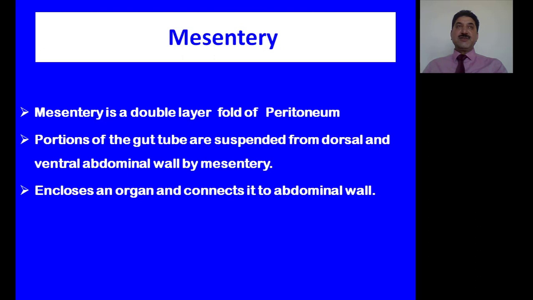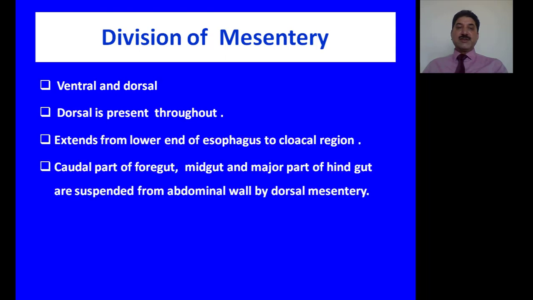Divisions of mesentery. It is divided into dorsal and ventral mesentery. Dorsal mesentery is present throughout the gut tube. It extends from the lower end of the esophagus to the cloacal region. The caudal part of the foregut, midgut and major part of the hindgut are suspended from the abdominal wall by dorsal mesentery. Ventral mesentery remains only in the region of the foregut.